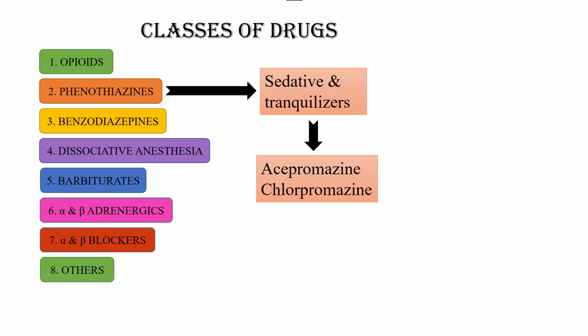Okay, next we have our phenothiazines, which are also called sedatives and tranquilizers. And you should know what is a sedative, what is a tranquilizer, what is anesthesia. If you don't know, I have the next lecture of this series on these terms, so we will see that in there. So phenothiazines include acepromazine and chlorpromazine.